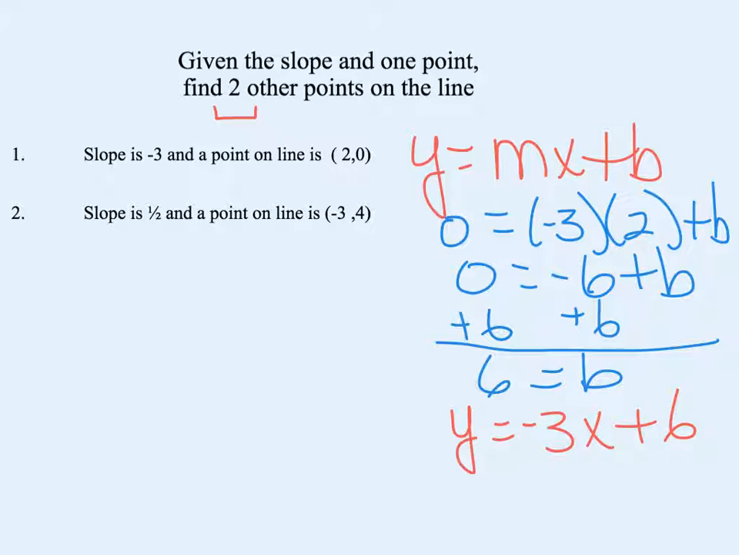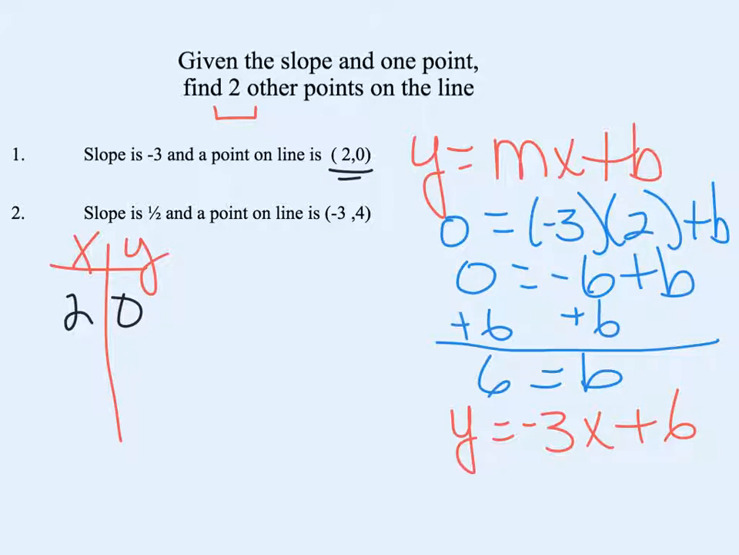So what do they want us to do? They want us to find 2 other points on the line. So here we go, 2 other points. Well, we already know that (2, 0) is a point because that's what we were given in the beginning. Now let's find another point. How do we find another point?